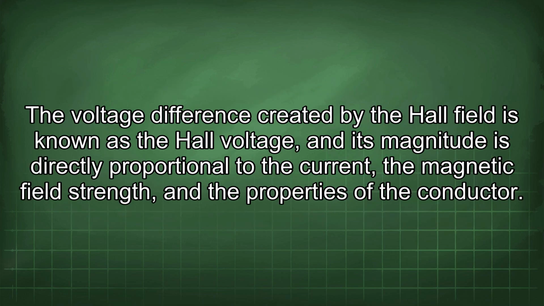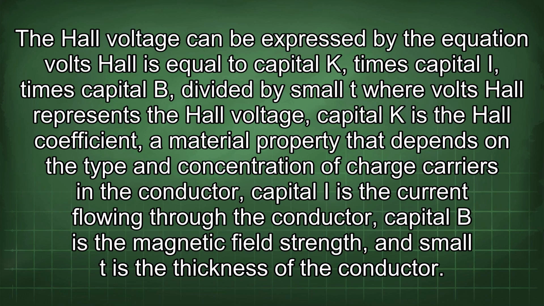The voltage difference created by the Hall field is known as the Hall voltage, and its magnitude is directly proportional to the current, the magnetic field strength, and the properties of the conductor. The Hall voltage can be expressed by the equation V_H = K × I × B / t, where V_H represents the Hall voltage, K is the Hall coefficient, a material property that depends on the type and concentration of charge carriers in the conductor. I is the current flowing through the conductor, B is the magnetic field strength, and t is the thickness of the conductor.